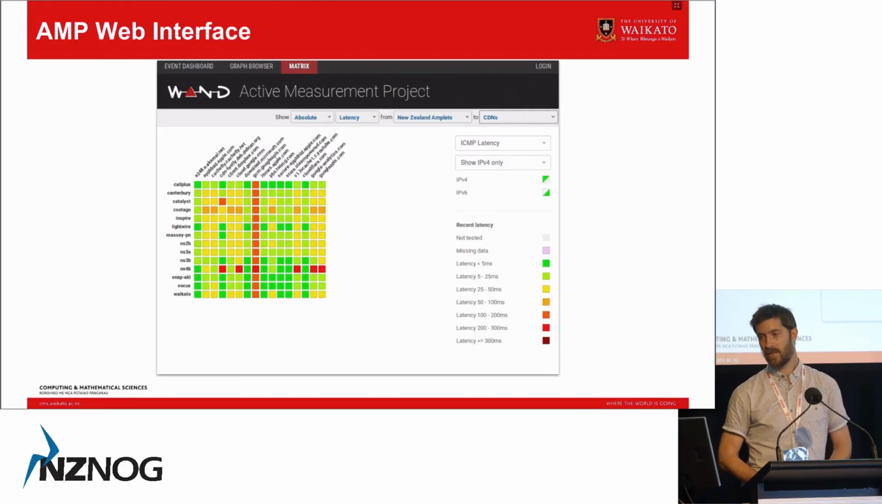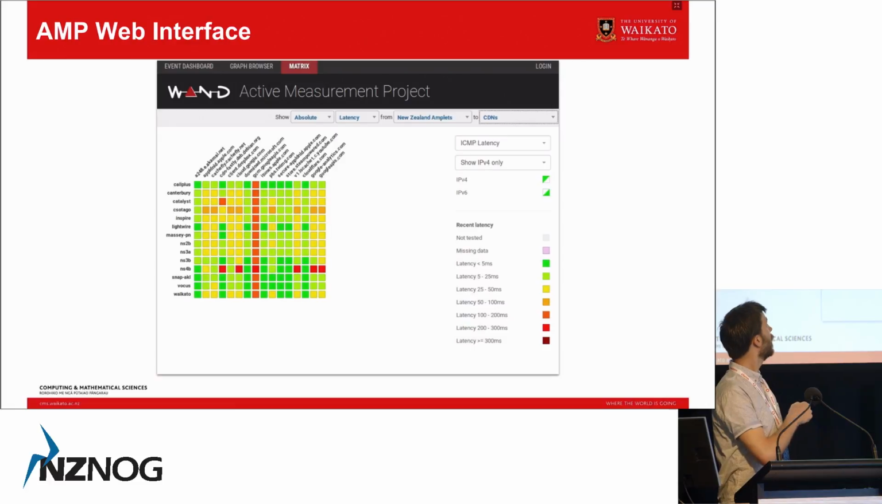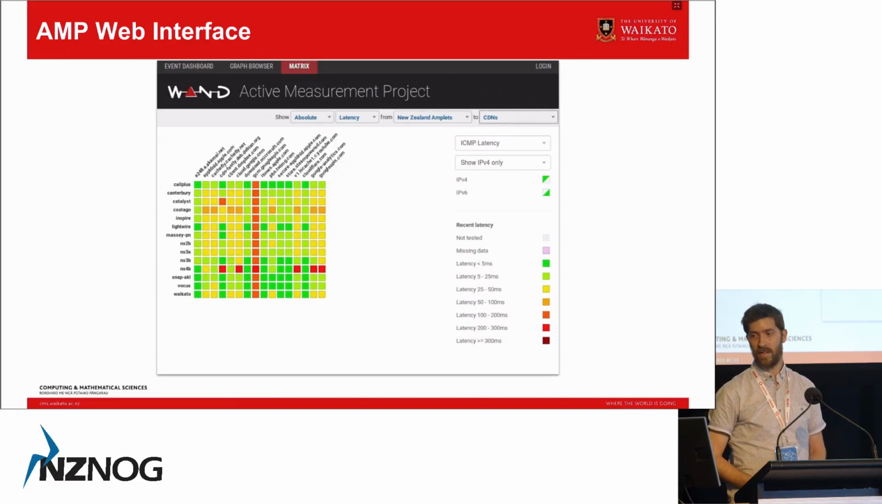So here's a quick look at the interface. This is the matrix that you might see on the front page. It's very simple, sources down the left and targets across the top. Colors are based on the latency. That's an ICMP latency graph from sources to the targets. You can see we're all generally pretty good there.